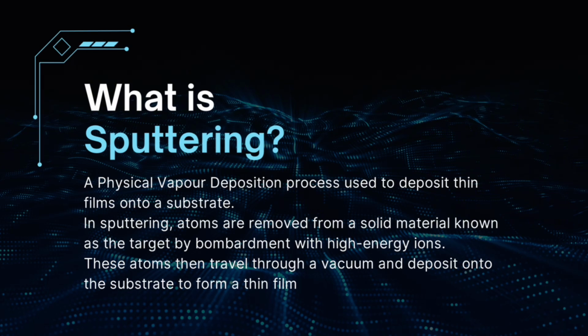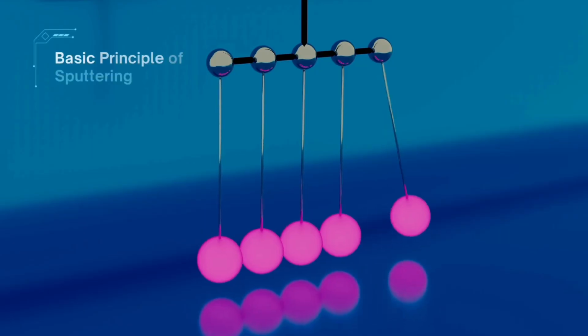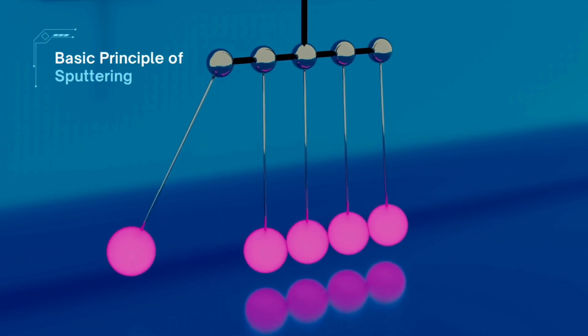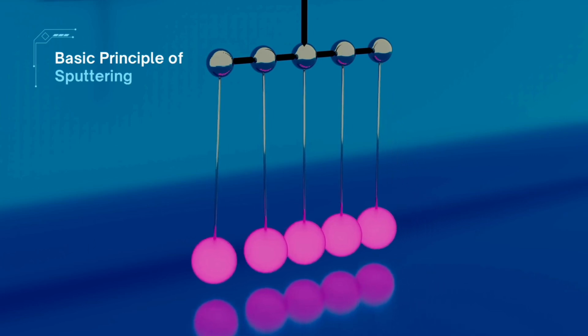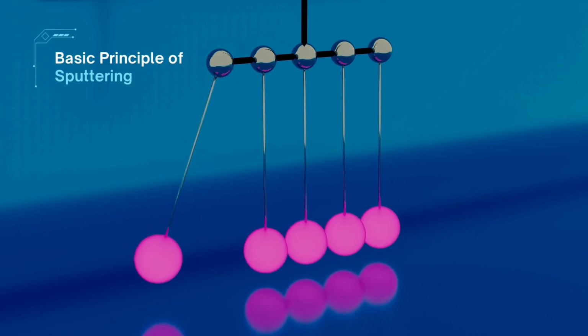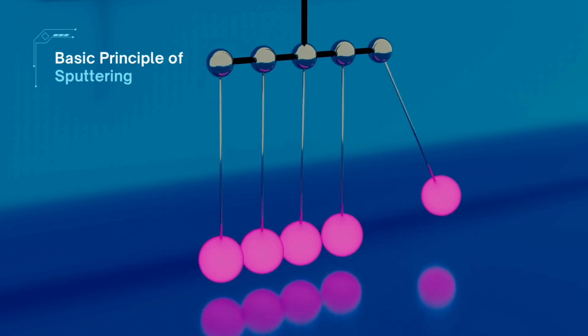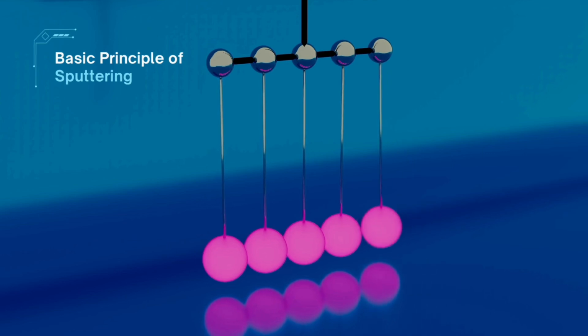In sputtering, atoms are removed from a solid material known as the target by bombardment with high-energy ions. These atoms then travel through a vacuum and deposit onto the substrate to form a thin film. The basic principle of sputtering is based on momentum transfer. When energetic ions collide with the target surface, their kinetic energy is transferred to the target atoms. If the transferred energy exceeds the binding energy of the surface atoms, those atoms are ejected from the target.